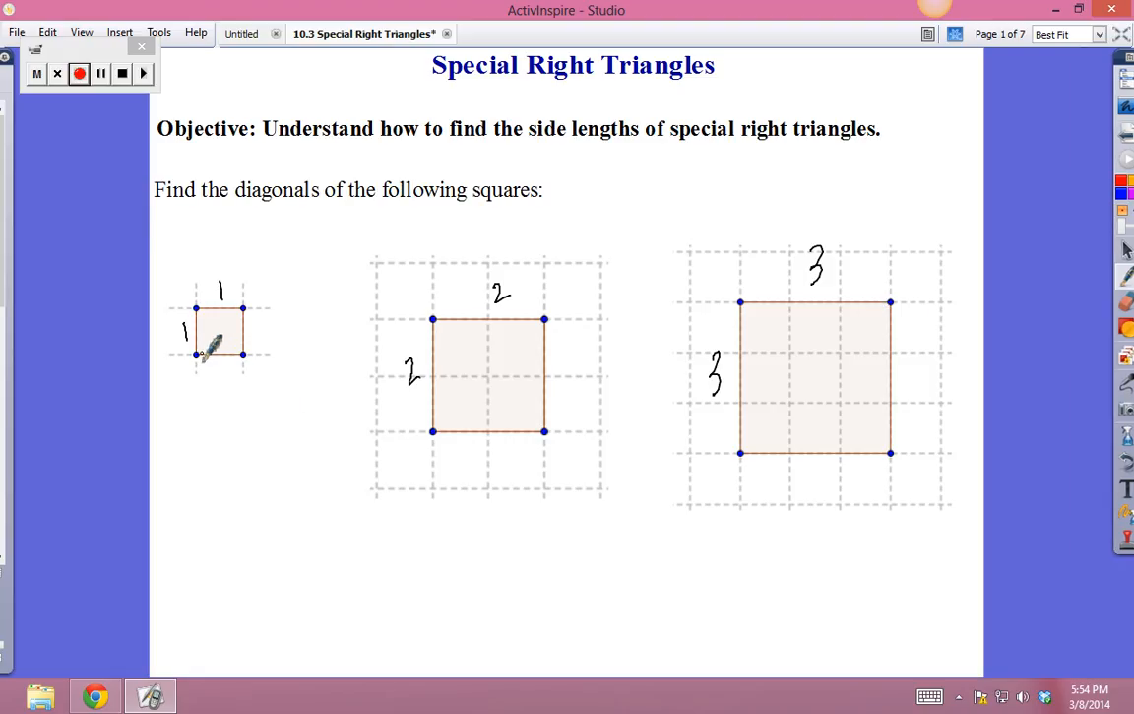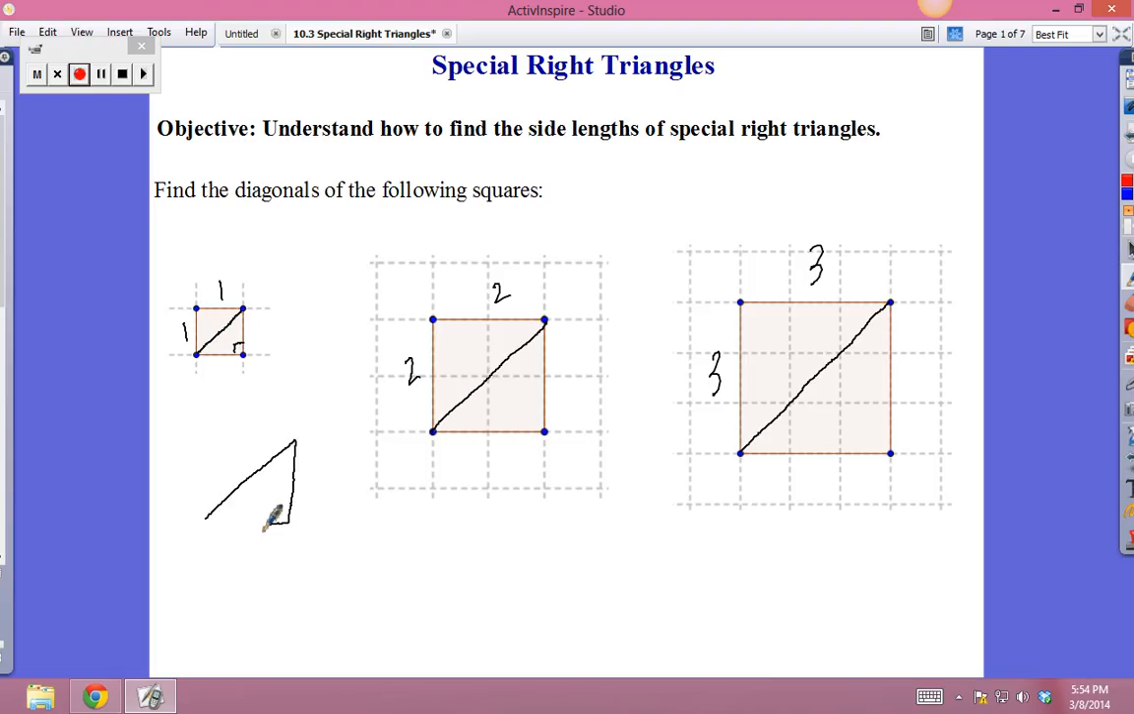Now, if you have a square that's 1 by 1, all the sides are the same, all the angles are the same, they're all 90-degree angles. I want you to find the diagonal, how far it is from corner to corner. And this is going to create the first special right triangle. So in a square, if they all have 90-degree angles, you're going to create a right triangle. And this is the right triangle we're looking at right here. It's just half of the square.